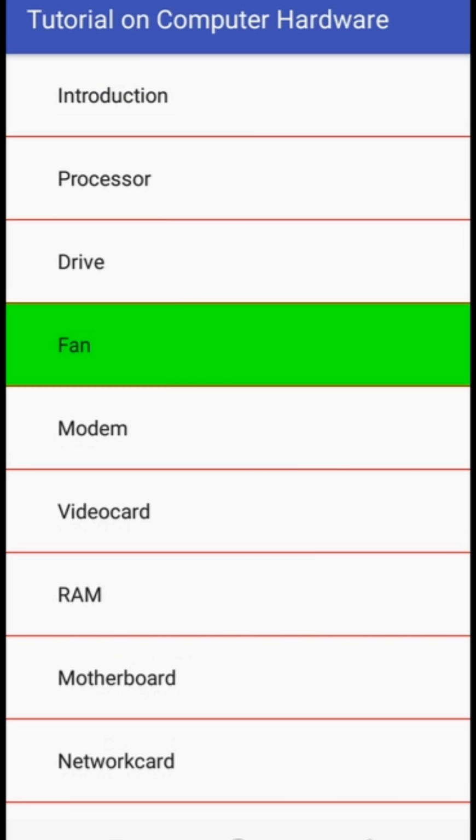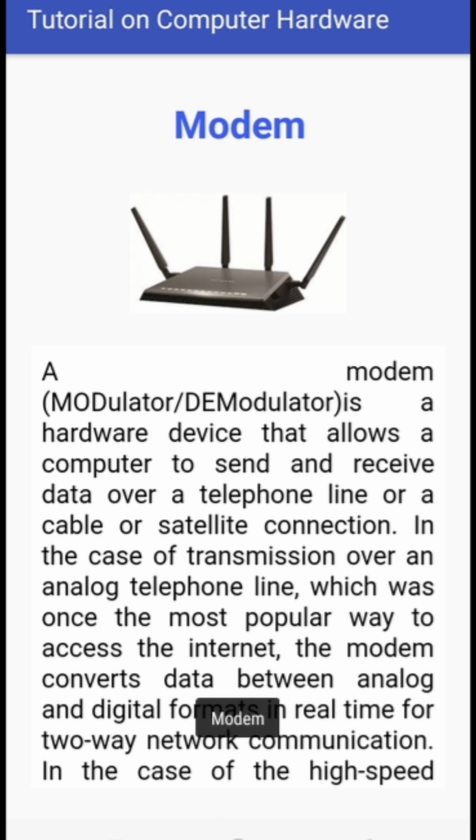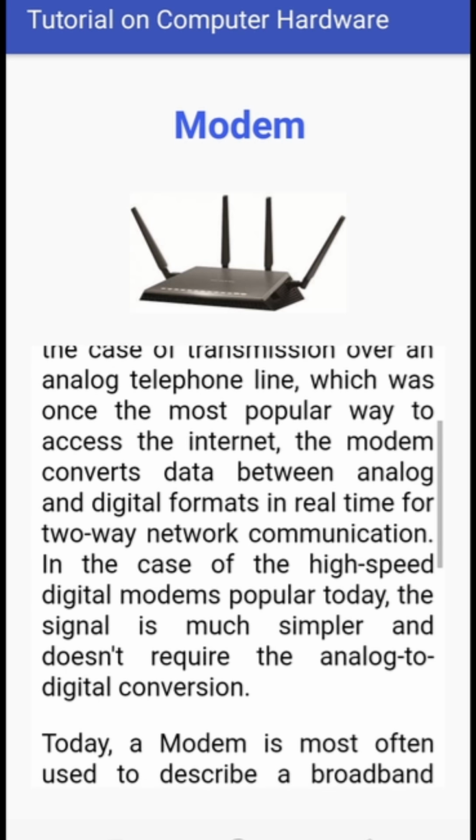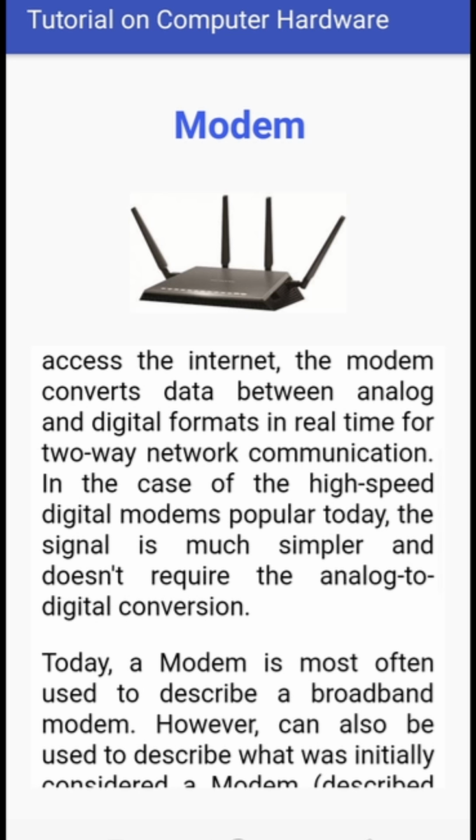Next, modem. Modem, a modulator-demodulator, is a hardware device that allows a computer to send and receive data over telephone line or cable or satellite connections. In the case of transmission over an analog telephone line, which was once the most popular way to access the internet, the modem converts data between analog and digital formats in real time for two-way network communication.